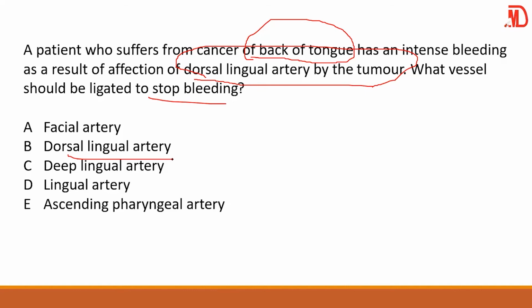So we have to ligate the main source, which is what? The lingual artery. The main source is the lingual artery. So your answer here should be what? Lingual artery. All right. Good.